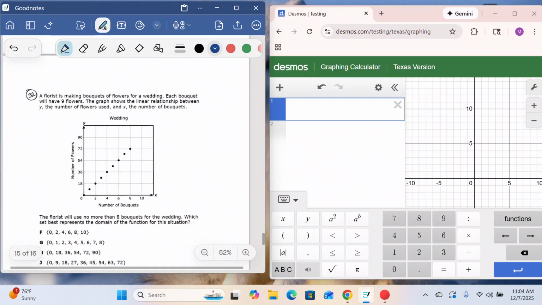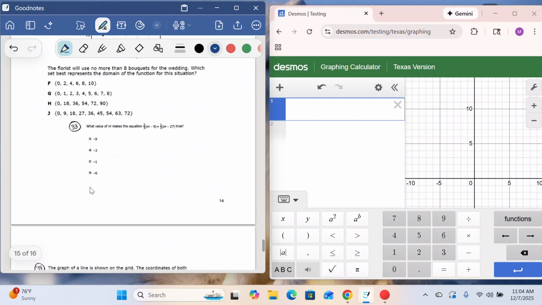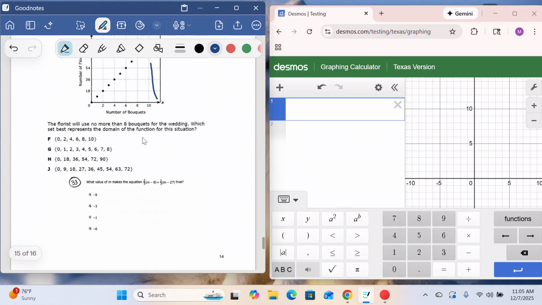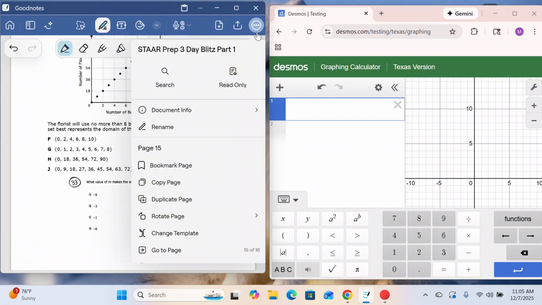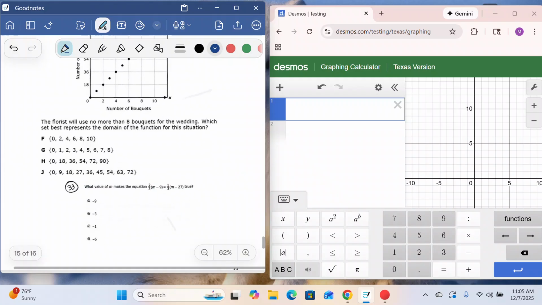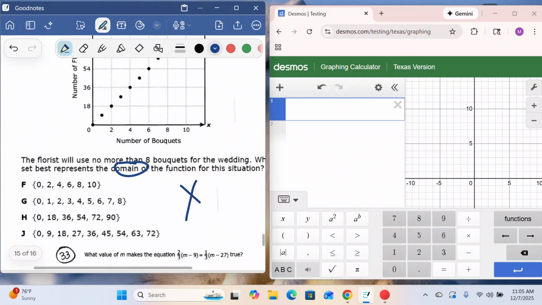If we want to go to the next one, it tells us a lot of information, and it tells us the florist will use no more than 8 bouquets for the wedding. It says, which set best represents the domain. And the keyword here, let me go ahead and clear this page, the keyword here is x value.